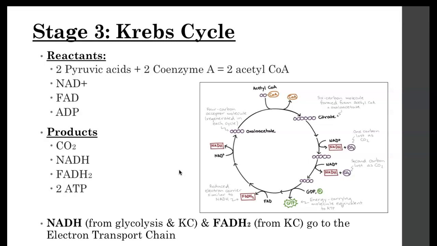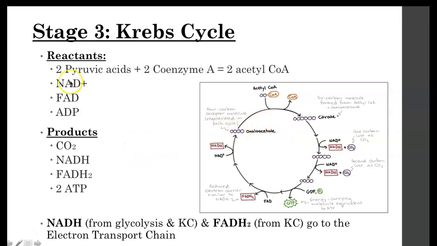So on this slide, we're going to talk a little bit about the reactants and the products, go over this simple diagram, and then move on to the electron transport chain. So the reactants, what is needed for the Krebs cycle? Well, we talked about in the prep stage that pyruvate cannot enter the Krebs cycle. So what do we need to do? We need to take that pyruvic acid and bond it with coenzyme A to form acetyl-CoA. So acetyl-CoA is going to initiate the Krebs cycle.